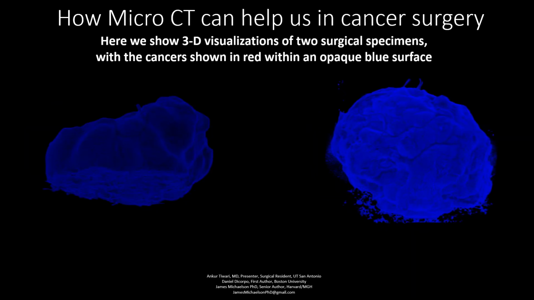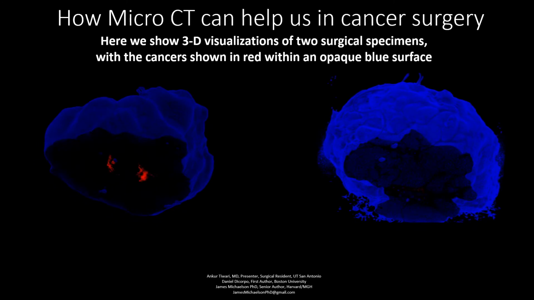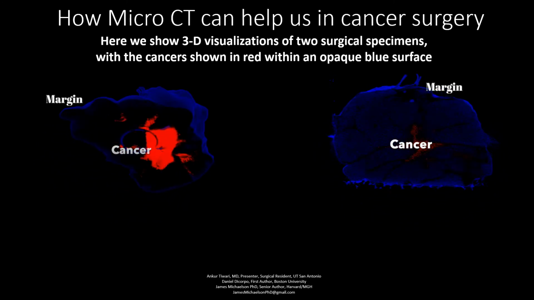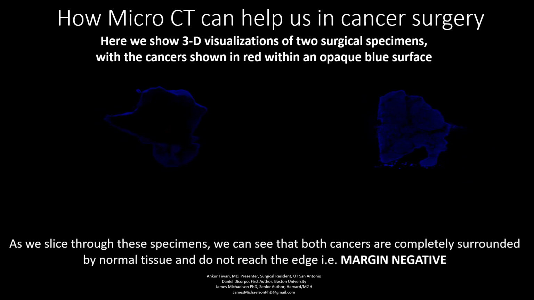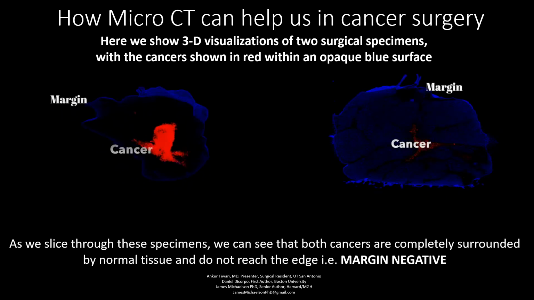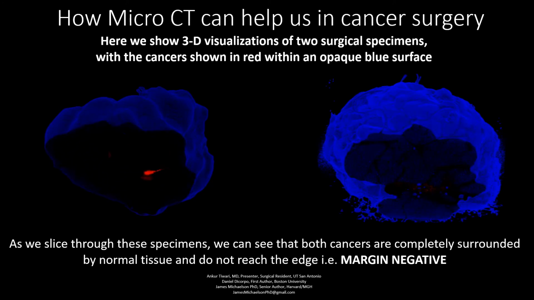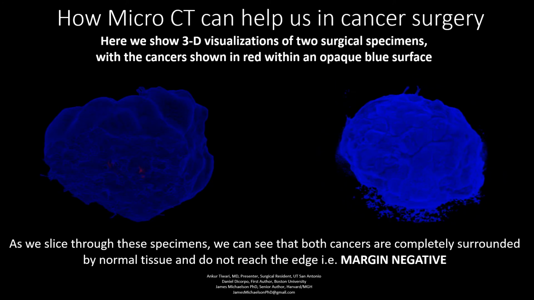Here we show 3D visualizations of two surgical specimens with the cancers shown in red within an opaque blue surface. As we slice through these specimens, we can see that both cancers are completely surrounded by normal tissue and do not reach the edge, that is, margin negative.